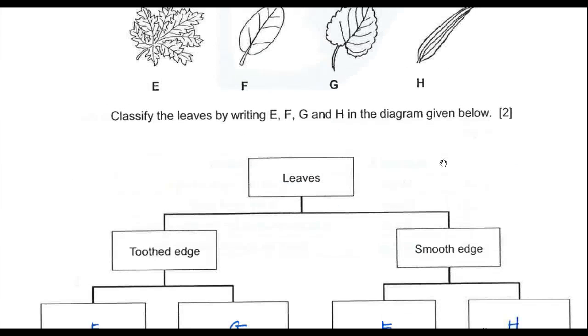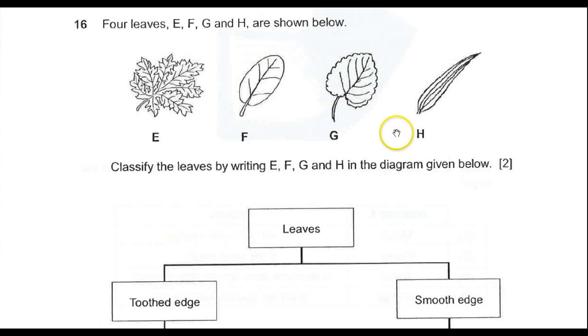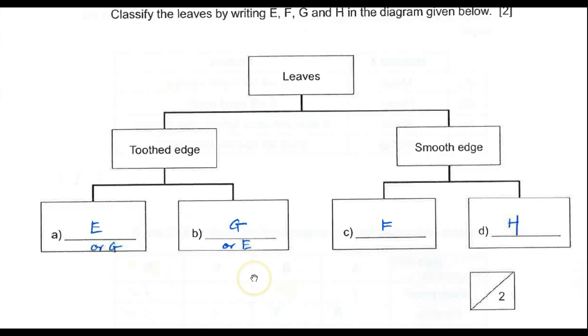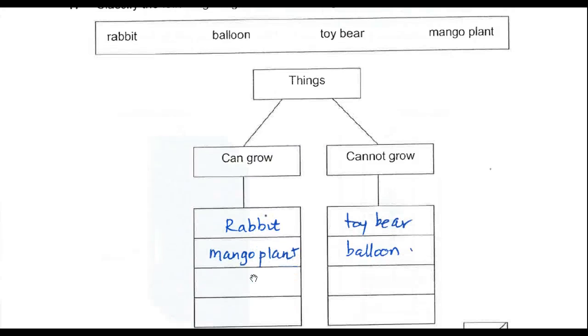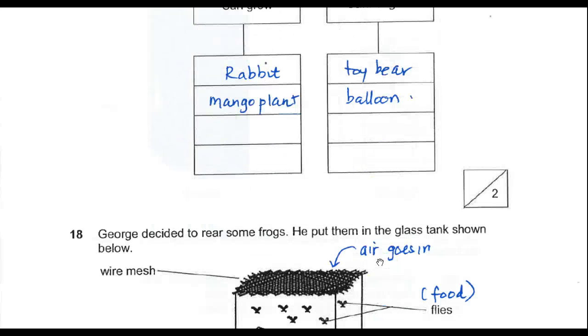Next, this one is classified like this, according to this. This is self-explanatory. Just look at it and study. Next, this is self-explanatory. It's easy. Can grow rabbit, mango. Cannot grow toy bear and balloon.